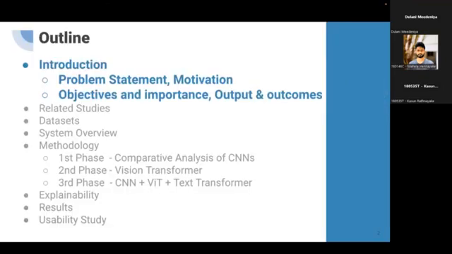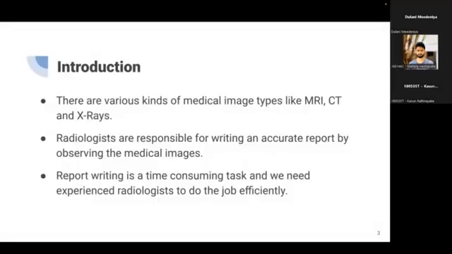And let me begin with giving you some introduction. First, in the medical field, there are different types of medical imaging, such as MRI, CT, and X-rays. And there is a special doctor called a radiologist who is responsible for analyzing these medical images and writing accurate reports. So these medical reports will be used by other doctors to identify various anomalies in human internal lungs. So this manual process of medical report writing can be a time-consuming task that requires experienced radiologists to do the job efficiently.